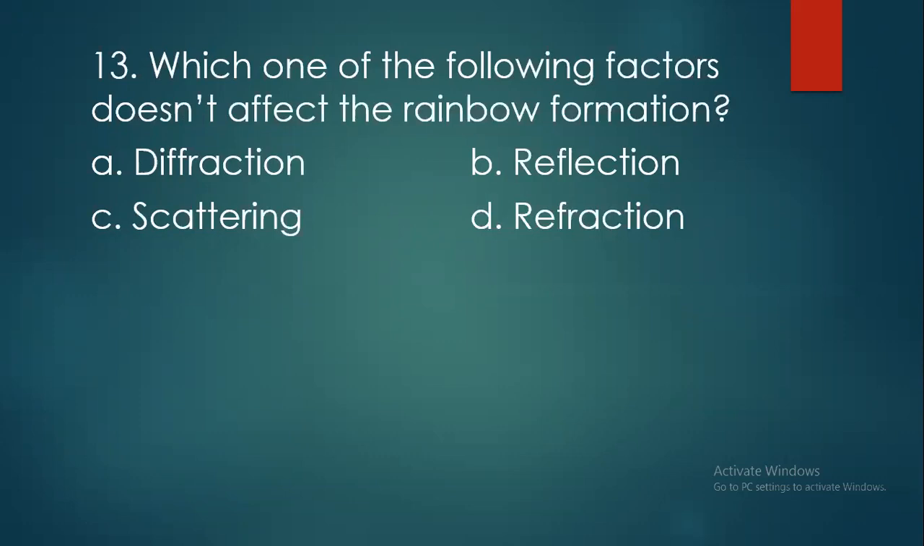Question 13, which one of the following factors doesn't affect the rainbow formation, right? Rainbow, as we know, is the dispersion of white light into 7 colors, right? And these colors, in order of increasing frequency, they start from red, orange, yellow, green, blue, indigo, and violet, right? There are 7 spectrum colors. Now, which of the following does not affect the rainbow formation, right? So here we have diffraction, we have reflection, we have scattering, and we have refraction, right?